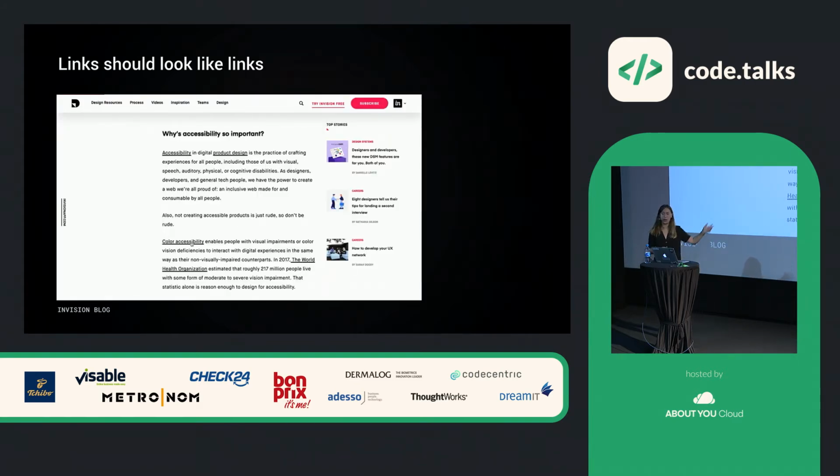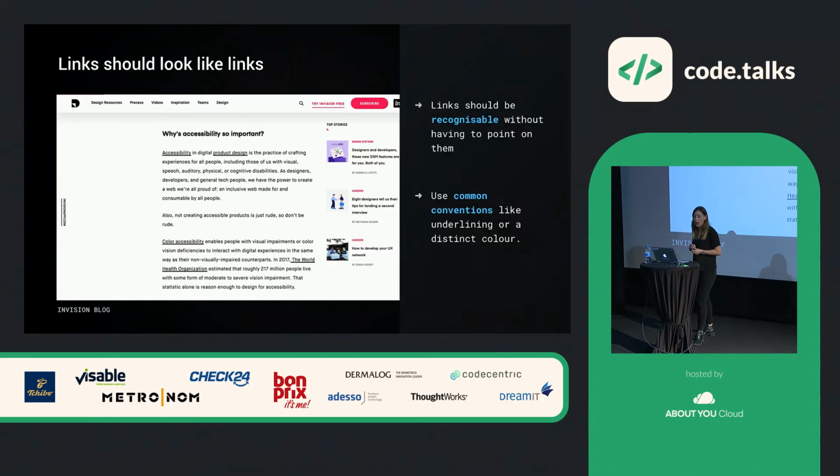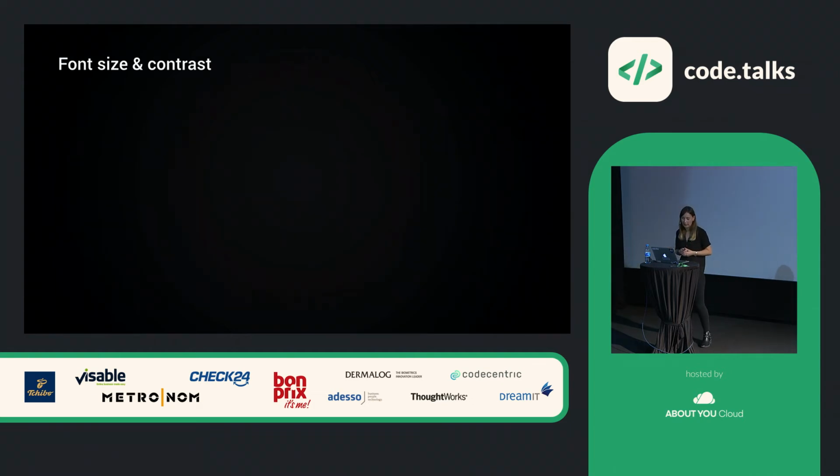So this is in Vision Block. And what they do is use the very classical convention, which is underlined links. And when you hover over, it gets a little animation. Or down there, they have some color changes. So you can still do some stylings which are nice and aesthetically pleasant, but at the same time make sure that people understand straight away that these are links. So tips here: links should be recognizable without having to point on them, and use common conventions like underlining and distinct colors. You will help people a lot to understand where they go next.